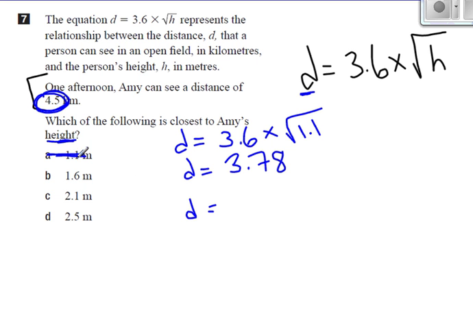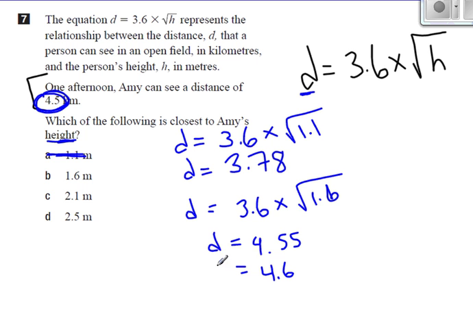Next, I'm going to use 1.6. 3.6 times the square root of 1.6. So again, in my calculator, I'm going to do 3.6 times square root of 1.6 equals, and I get 4.55, which rounds to 4.6. So that's the answer I wanted, pretty close to 4.5. So that's the answer I want.